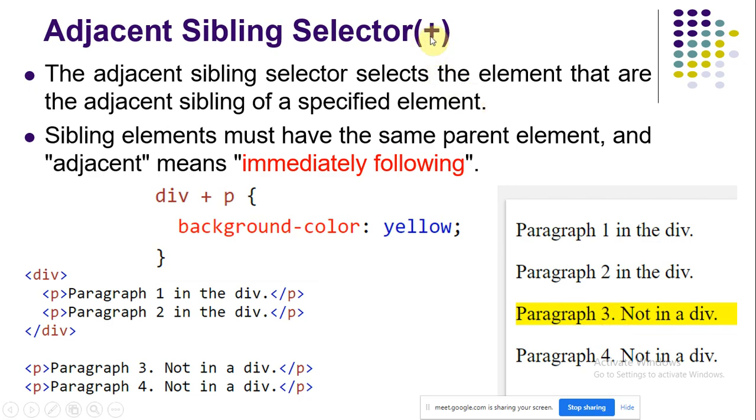Why? Since the plus symbol only selects adjacent elements. Okay, adjacent means what? Sibling element. So for this div element, the siblings are paragraph 3 and paragraph 4. So if you are using the plus symbol, it will select only the immediate sibling. The first sibling will be selected and the background color is applied. So that's why you are getting yellow background applied to paragraph 3. Even though paragraph 4 is a sibling, it will not be selected because it will select only the immediate sibling. That is called the plus symbol.